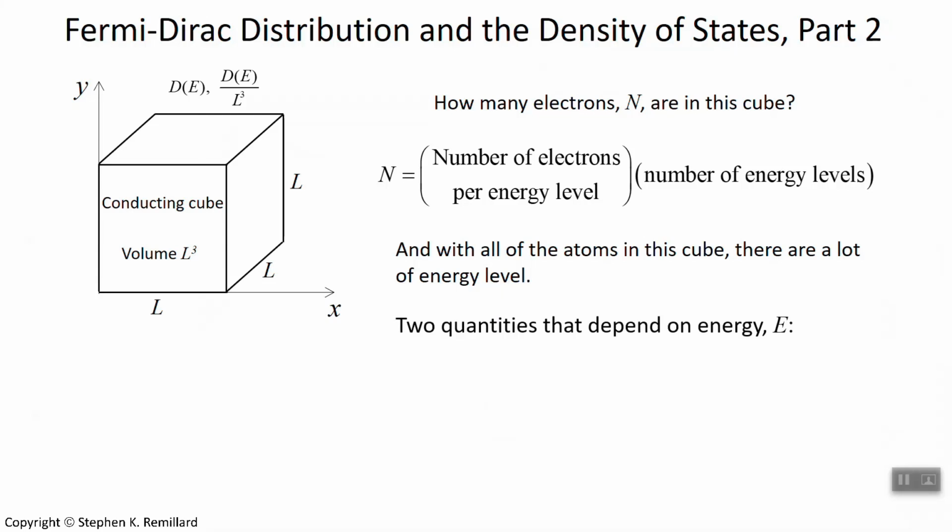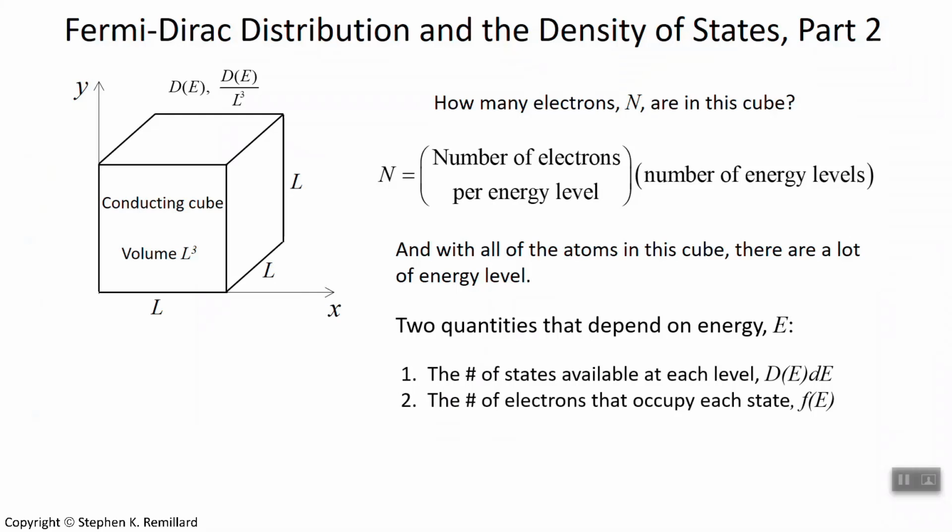Let's hash out these two quantities in parentheses that have to do with energy by rephrasing what they mean. Consider an energy level to be some discrete range of energy, and it's going to contain a certain number of states. Let's call that number of states D of E dE, because big D is the density of states. It's the number of states per unit energy.